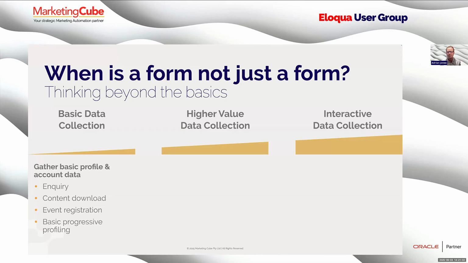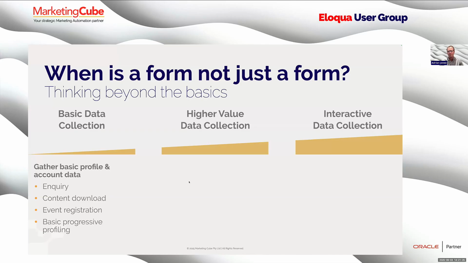We could expand it with some progressive profiling. If we know something, why do we keep asking the same thing? And typically you've got, let's say, 7 fields on a form, ideally. So if you want to know 10 pieces of information, it's a good idea to rotate the last 2 questions and use that space to ask some additional questions. So that's basic data collection.